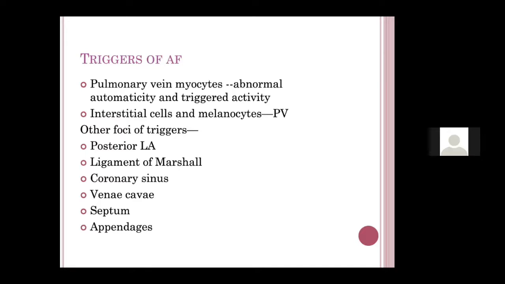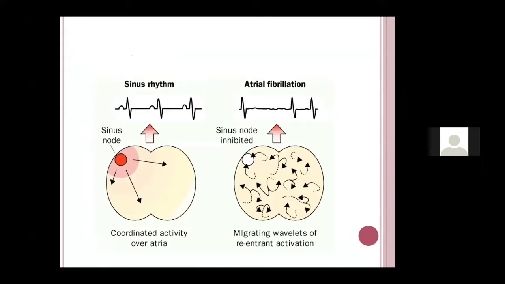We know LA, but there are various things around the LA which can be a source of atrial fibrillation, and the most common are the pulmonary veins. That is why pulmonary vein isolation is an important thing for the management of atrial fibrillation. Second important ones are the posterior wall of the left atrium and the ligament of Marshall. In the coronary sinus also AF can originate. SVC, IVC junction in the vena cava. Then we can have it in the interatrial septum, and the appendages like the LA appendage or even the RA appendage. So these are the various triggers for the initiation of atrial fibrillation.